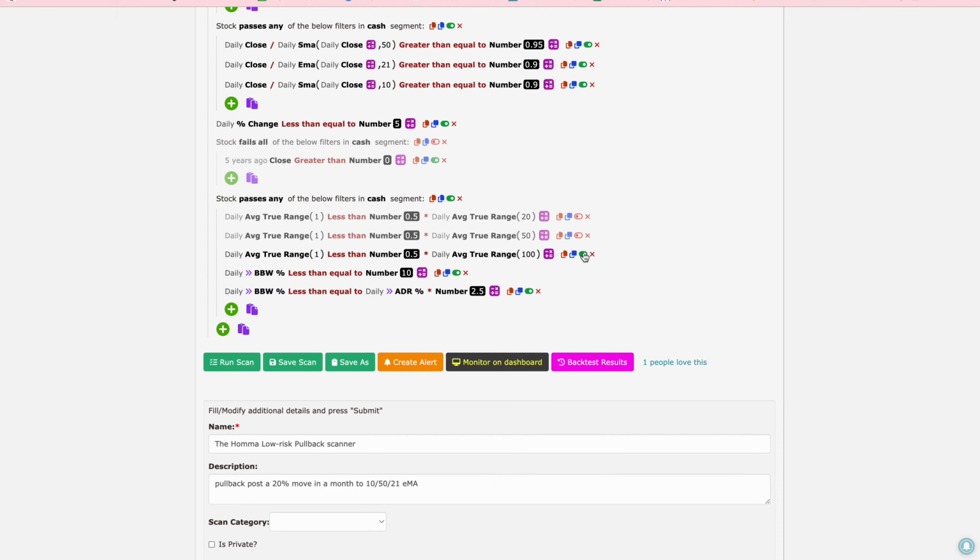Let's close everything now, okay? So these are the ways you can scan for tight stocks using ATR.